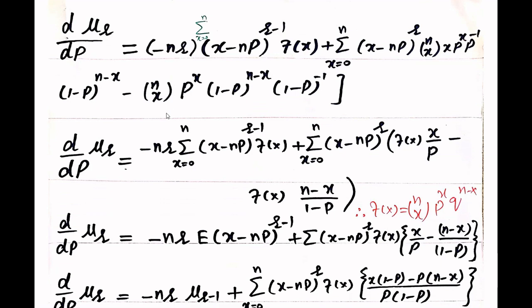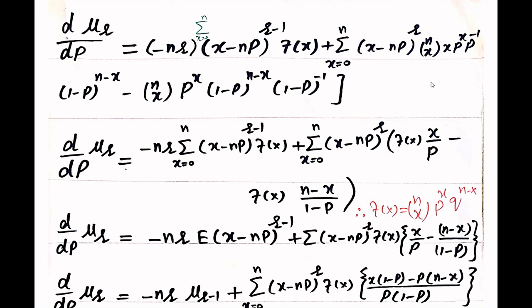So here, minus nr, sum of x from 0 to n, (x minus np) power r minus 1 f of x, plus sum of x from 0 to n, (x minus np) power r, times nCx p power x (1 minus p) power n minus x, which is equal to f of x. And this p power minus 1 is equal to 1 over p. So we write it as x over p, and nCx p power x (1 minus p) power n minus x is equal to f of x.